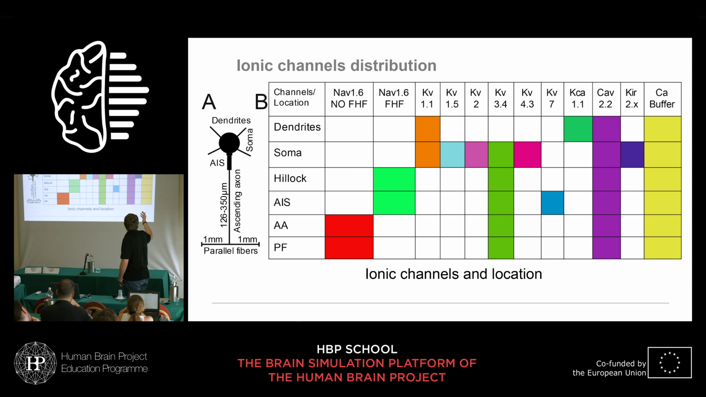And of course, the other channels are placed, for example, the potassium, the main KV 3.4, or calcium channels, or more. 95% of them are recorded from actual granule cells, so it's not taken from other cells.